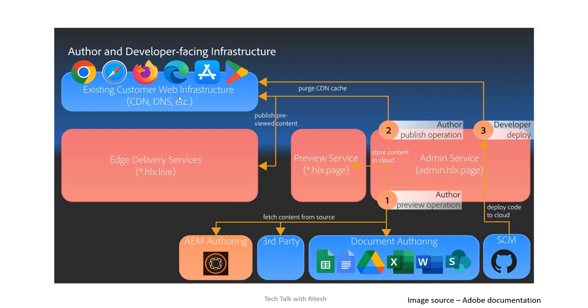Okay, and on top of that we have the customers web infrastructure, CDN, etc. I mean HTML5, etc. for end users to see the content every time. If the publish or the deployment is happening, it is purging the CDN cache. So it's quite a tiny architecture which is explaining everything.